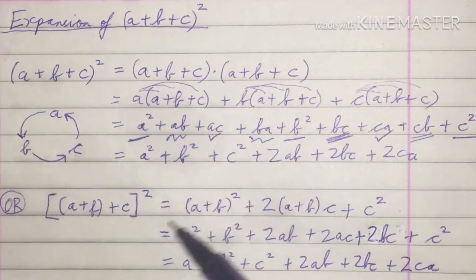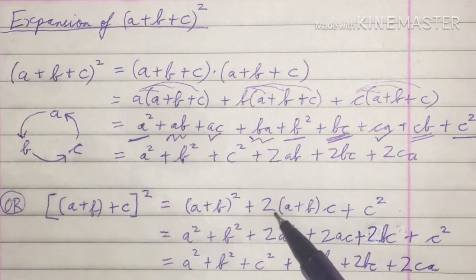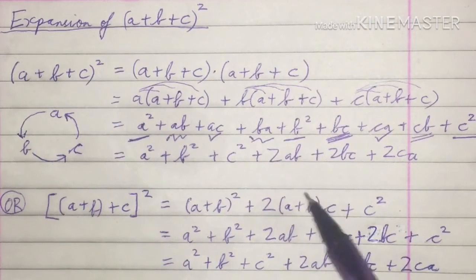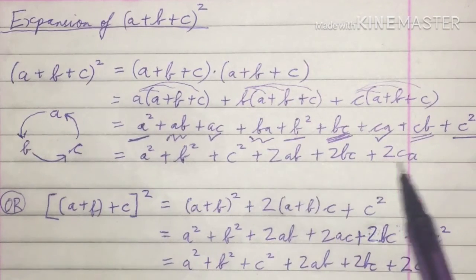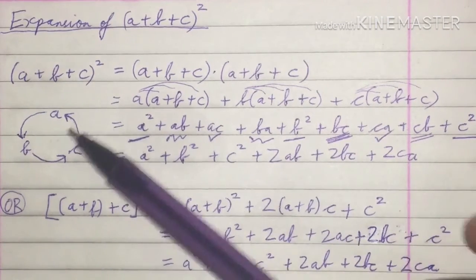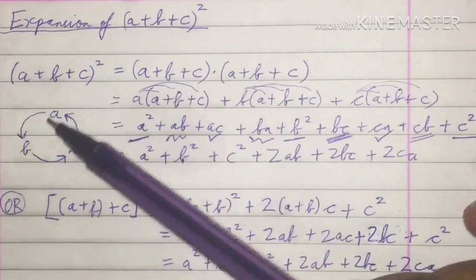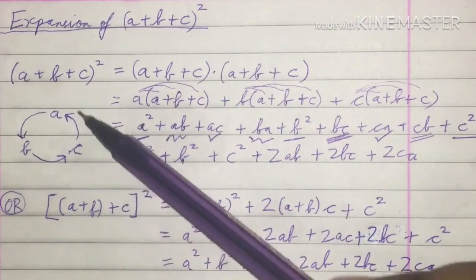Now again we get a plus b the whole square, which is a square plus b square plus 2ab. And if we open this bracket, we get 2ac plus 2bc plus c square. And if we rearrange this, we get a square plus b square plus c square plus 2ab plus 2bc plus 2ca. This order can be remembered using this figure. So twice of AB plus twice of BC plus twice of CA.